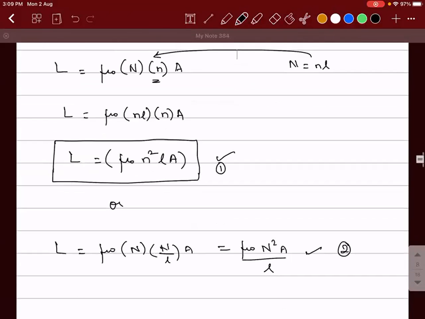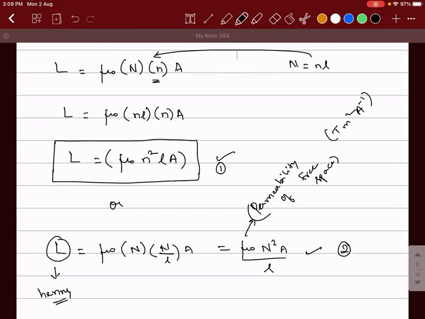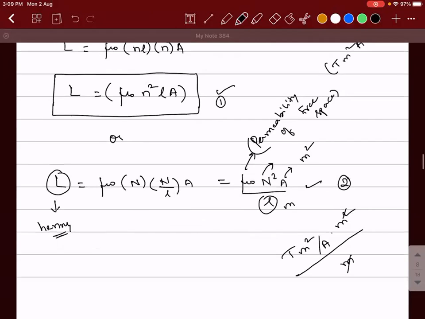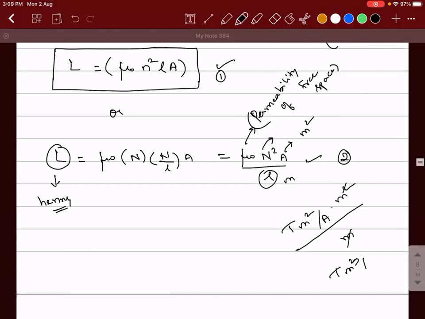So each value, what does it stand for? L, the overall unit is Henry. Mu naught stands for the permeability of free space, whose unit is Tesla meter square per ampere. Capital N has no units because it is a number. Area stands for meter square, L stands for meter. So Tesla meter square per ampere into meter square divided by meter, this will get cancelled. It will be Tesla meter cube per ampere, which is collectively called Henry.